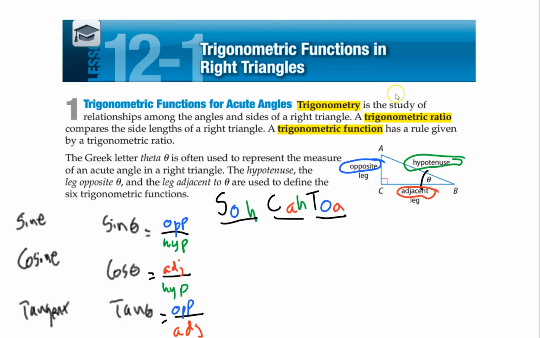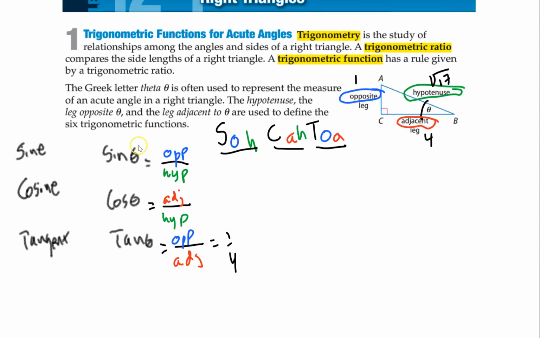If I had a triangle here and put numbers on it, like 1, 4, and radical 17, and I was asking what is tan, you just go, it's opposite over adjacent. It's 1 over 4. That's really it. You're done. That's the ratio of the sides. The ratio of this side to that side is 1 over 4. So those are the first 3, the most important ones, the ones you have to know: sine, cosine, tan.